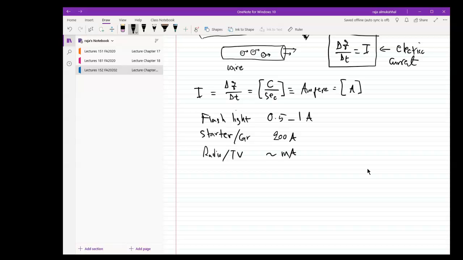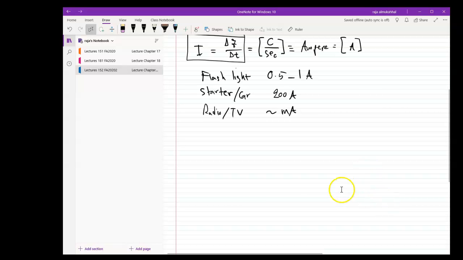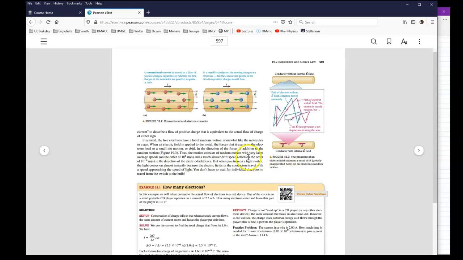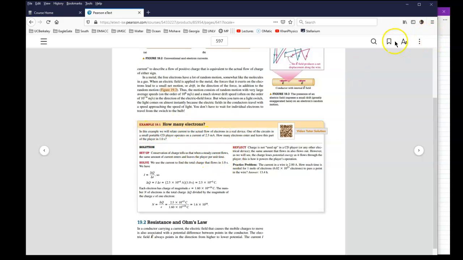Okay, let me give you an example and show you how to use this formula, the current, before I move on to something else. And I'm going to go to the book, with a very simple example, example 19.1, page 597. I'm looking at the hard copy first, so I can tell what page it is. It is right here.